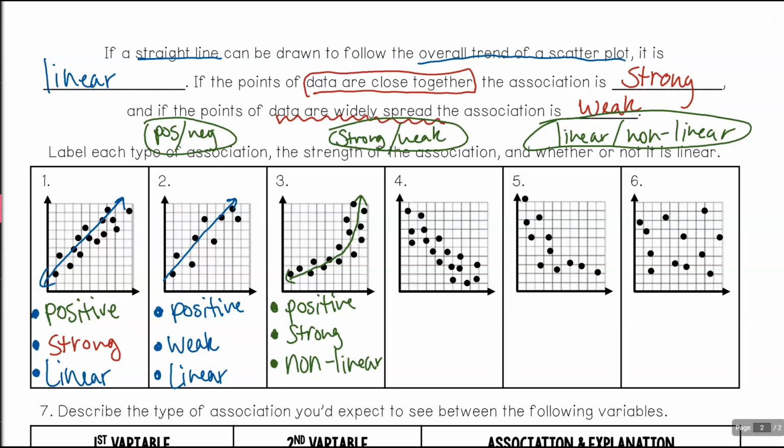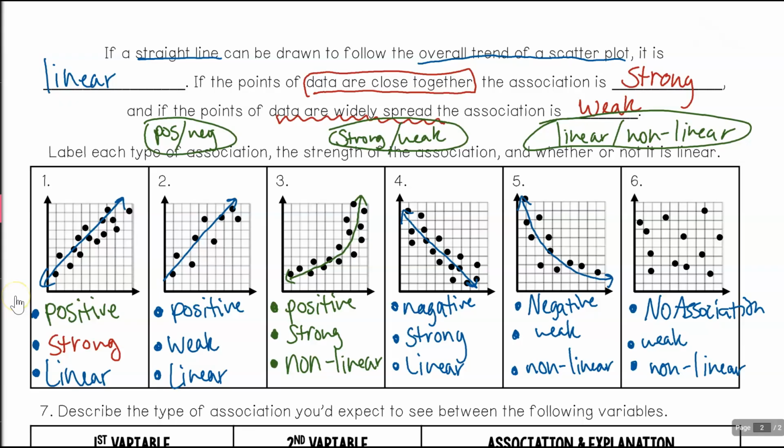All right, so based on those first 3, I want you to try 4, 5, and 6. Remember, you're going to come up with 3 different descriptors for each one: positive or negative first, strong or weak second, and then linear or non-linear third. So try these 3 on your own and then unpause the video and look at it again.